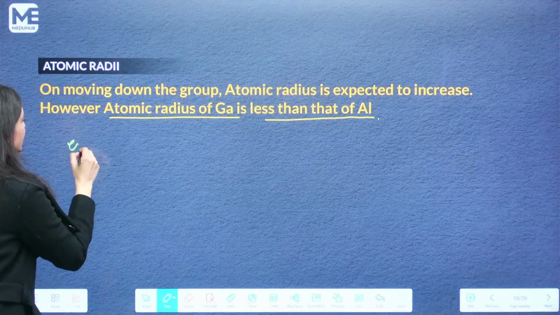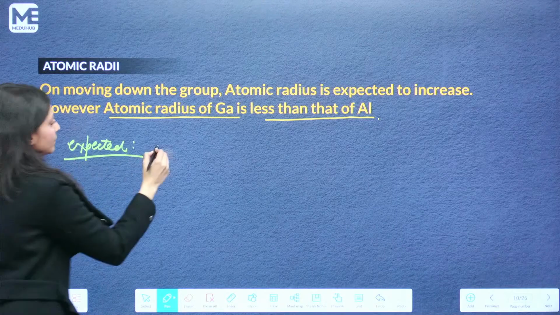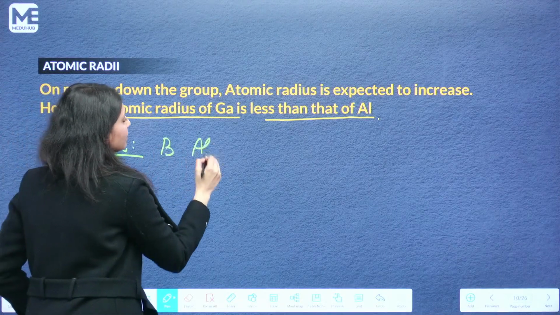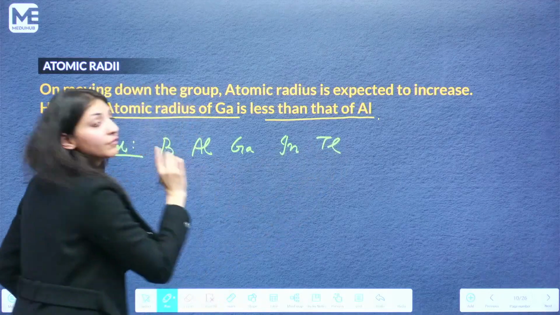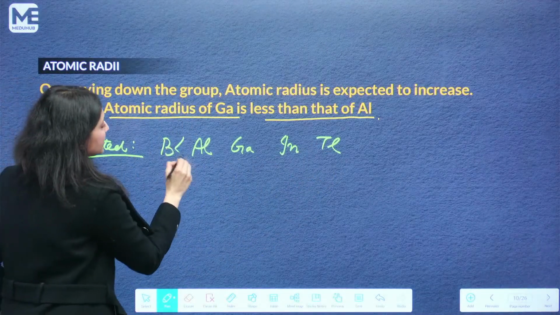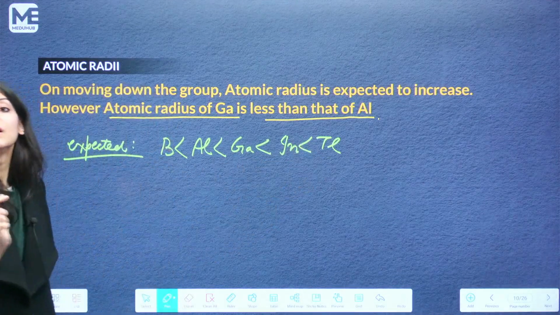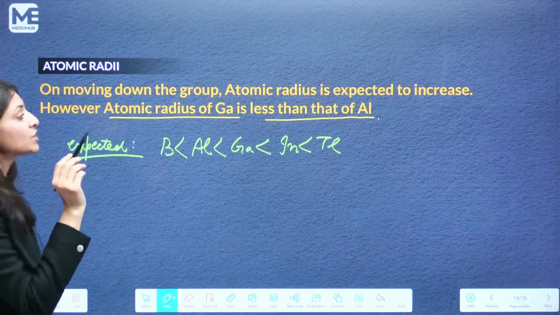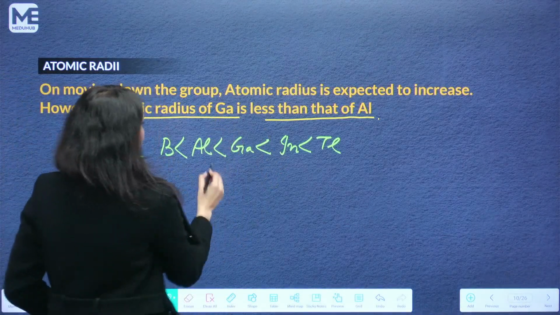So the expected trend is boron, aluminium, gallium, indium, thallium. We are going down the group. So this should be the smallest and these should all increase. This is the expected trend. But where does an exception come here, which is very important? You all should know this. Exception comes here.